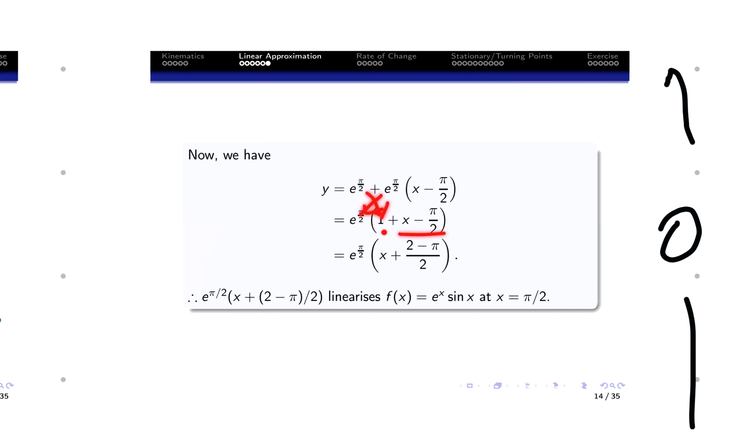So you have e raised to pi over 2 into 1 plus x minus pi over 2. So you can do this: 1 over 1, then minus pi over 2. LCM is 2, so 1 into that is 2 minus pi. So this is like x plus (2 minus pi) over 2. So you can simply say that e raised to pi over 2 into x plus (2 minus pi) over 2 linearizes f of x equals e raised to x sine x at x equals pi over 2. And with that, we've come to the end of application of differentiation to linear approximation.